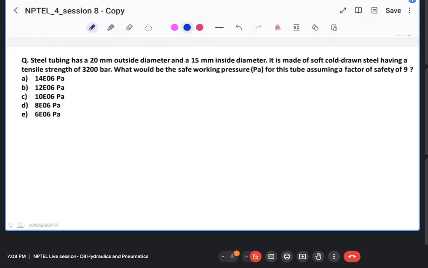Steel tubing has a 20 outside diameter, 15 inside diameter. It is made up of soft, cold drawn steel having a tensile strength of 3200 bar. What would be the safe working pressure for this tube, assuming a factor of safety 9?